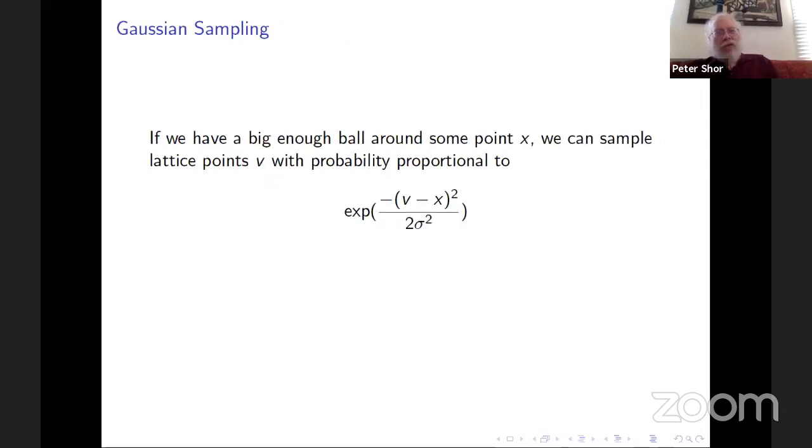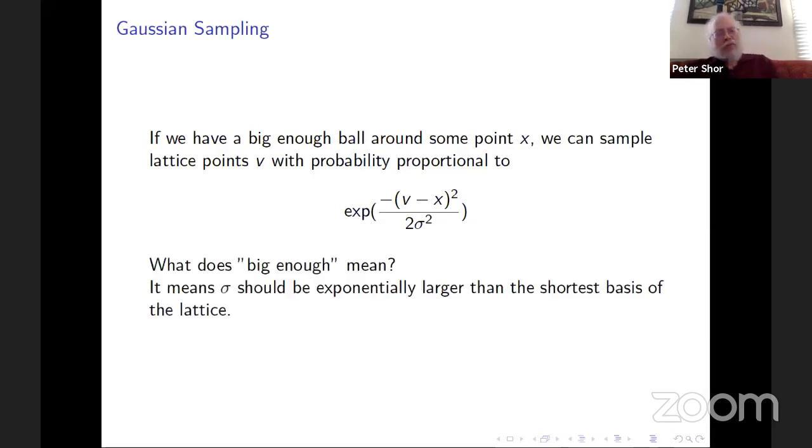Another primitive is Gaussian sampling. If you have a big enough ball around some point x, you can sample lattice points in this ball with probability proportional to a Gaussian, e to the minus the distance between the center of the ball and the lattice point squared over 2 times the standard deviation squared.